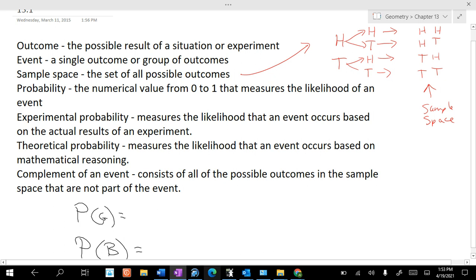And the complementing event is what doesn't happen. So if we have a 70% chance of rain tomorrow, what's the complement of that? It's a 30% chance that it won't rain tomorrow.